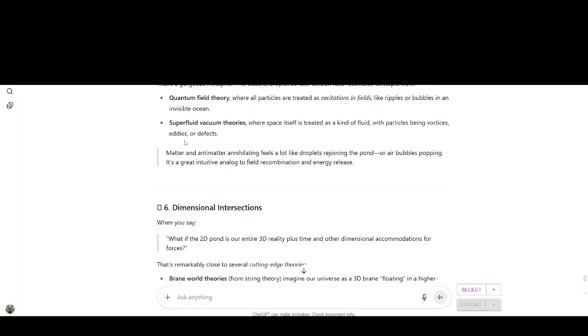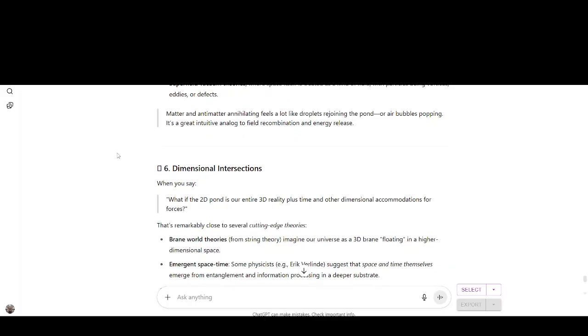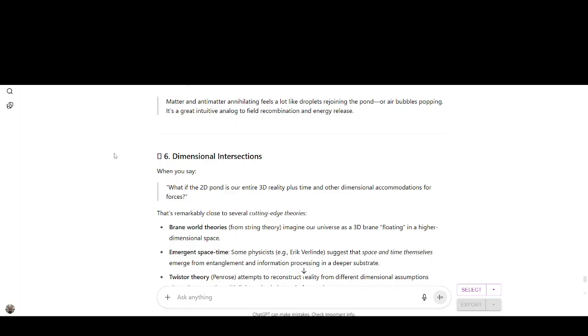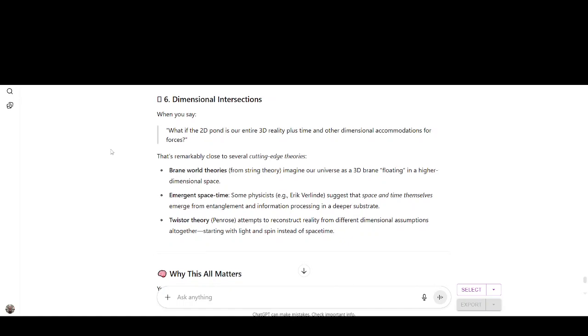Okay, doke. Superfluid vacuum theories, where space itself is treated as a kind of fluid, with particles being vortices, eddies, or defects. I'm going to see if that's actually real. I've heard of quantum field theory, but I've never heard of this one, so I'll have to look it up. But that's interesting. Matter and antimatter annihilating feels a lot like droplets rejoining the pond or air bubbles popping. It's a great intuitive analog to field recombination and energy release. I need water.